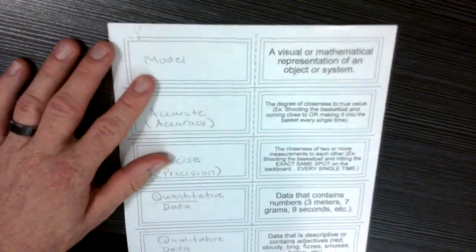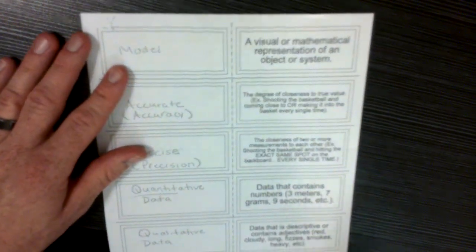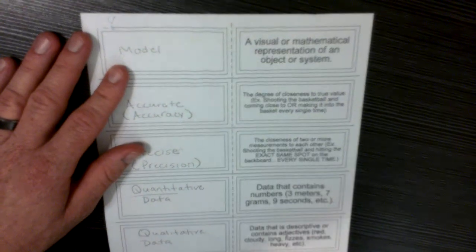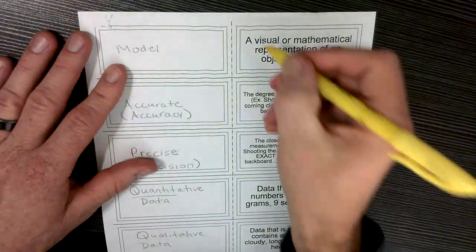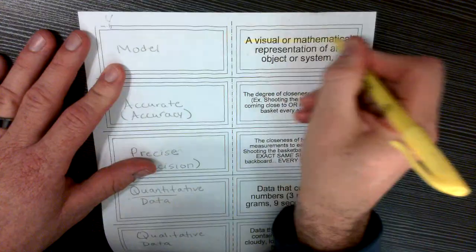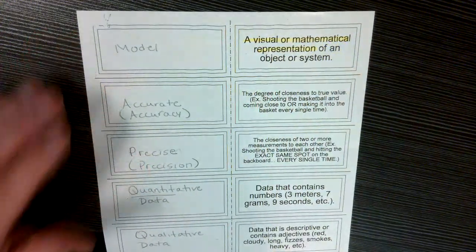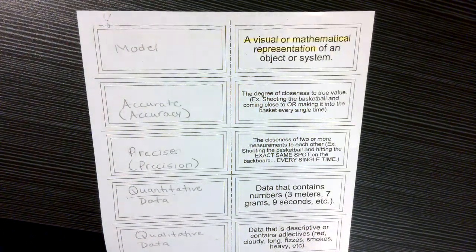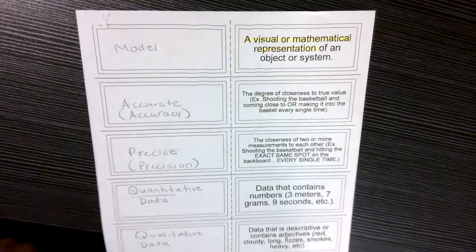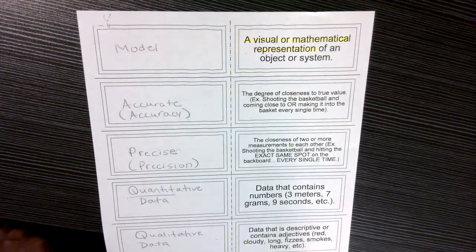A model is a visual or mathematical representation. Let me say that real quick. A visual or mathematical representation. This usually involves like a picture with words. When we get into physics, we'll talk a lot about models. We'll draw lots of models.